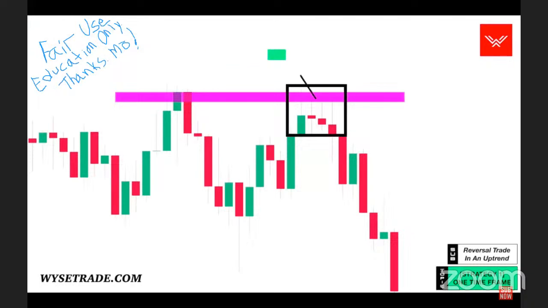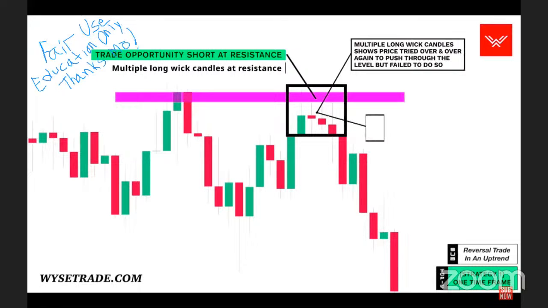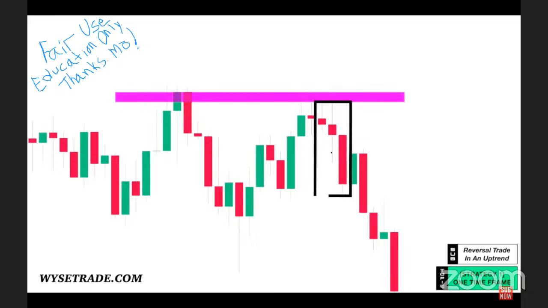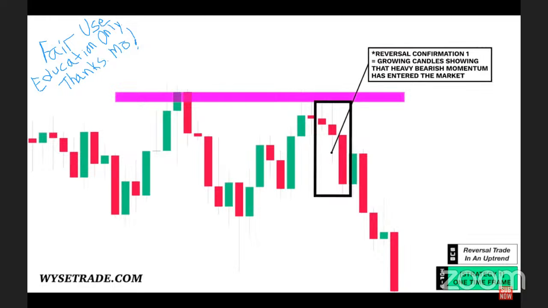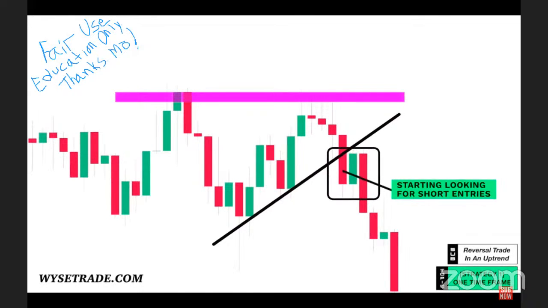Once price hit the level, you had perfect multiple long wick candles, which shows that price tried over and over and over again to push through the level, but failed, showing that the resistance level held strong and that it is valid this time around. You then needed a trend change confirmation, which you got in two parts. First, you had candles that were increasing in size, showing heavy bearish momentum had entered the market. And two, to cap it off, you had a momentum candle break through the trend line. All of this signals a confirmation of the reversal from an uptrend to a downtrend. At this point here is when you would take a trade entry short.